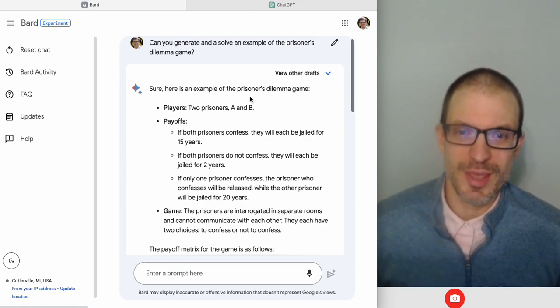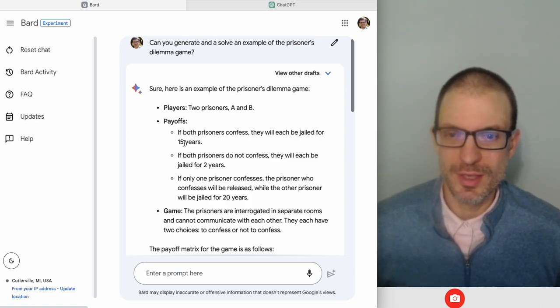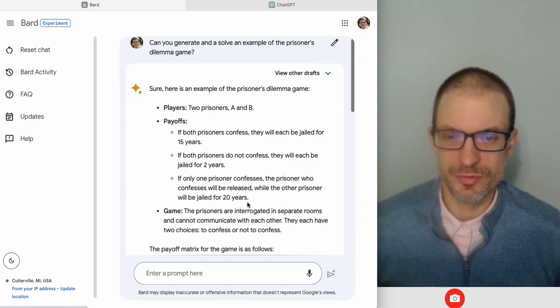So, "Sure, here's an example of a prisoner's dilemma game. Two prisoners, A and B, payoffs. If both confess, they'll be jailed for 15 years. If they don't confess, each will be jailed for 2 years. If only one confesses, whoever confesses will be released, the other will be jailed for 20 years."